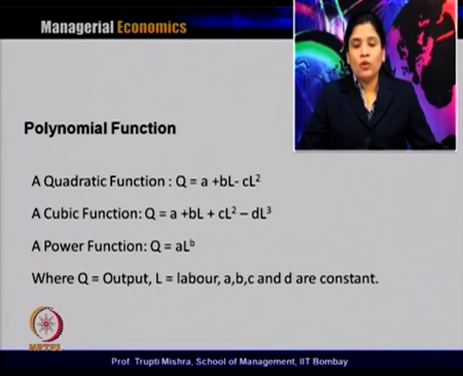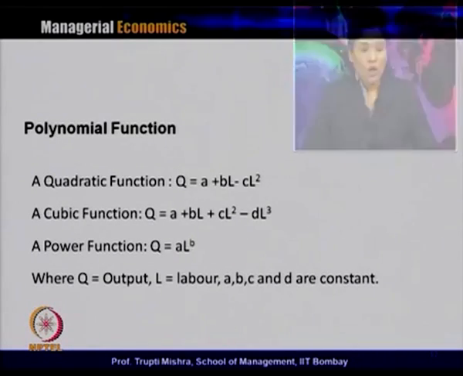When you take a cubic function, it is A plus BL plus CL square minus DL cube, where again A, B, C are the constants associated with the coefficients. When it takes a power function, it is A L to the power B, where A and B are constants, and B is the coefficient associated with the variable L. So a polynomial function may take a quadratic form, a cubic form, and also a power function form.